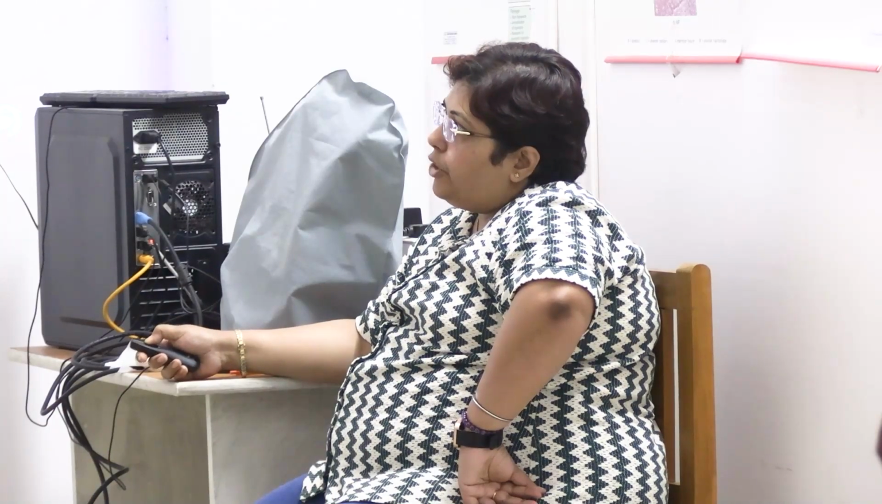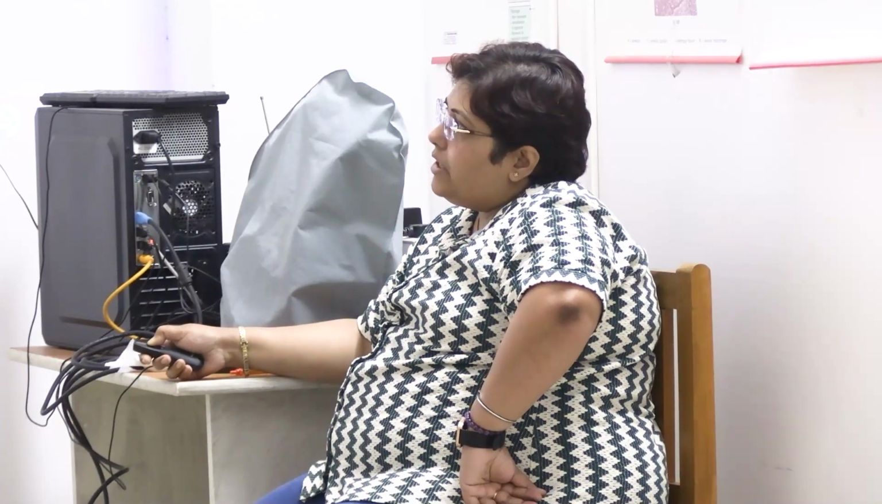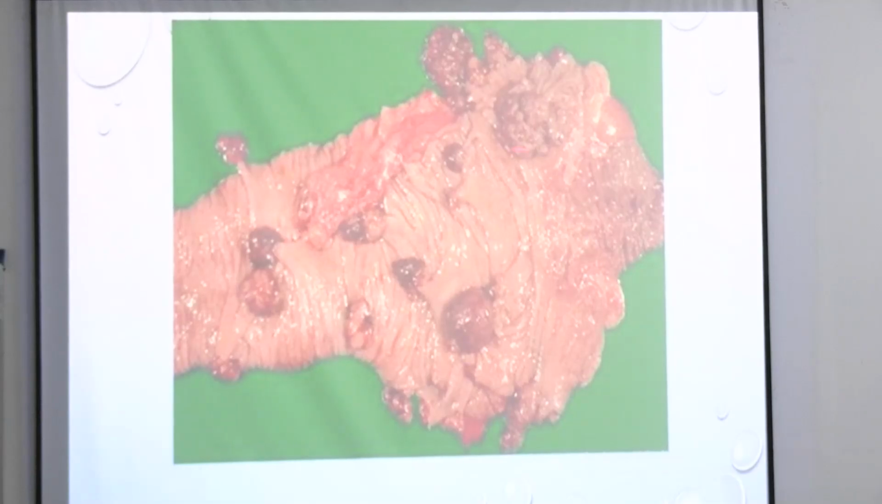colonic carcinoma looks like. See, there are multiple polypoid lesions. Here the rugosity of the colonic mucosa is lost, and these are multiple polyps. So, these are polypoid lesions and this is a gross picture of a colon. So, these are the carcinomatous polyps.